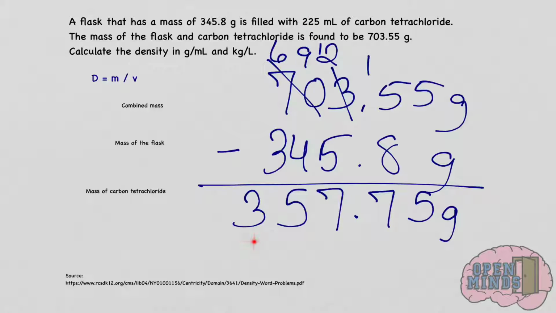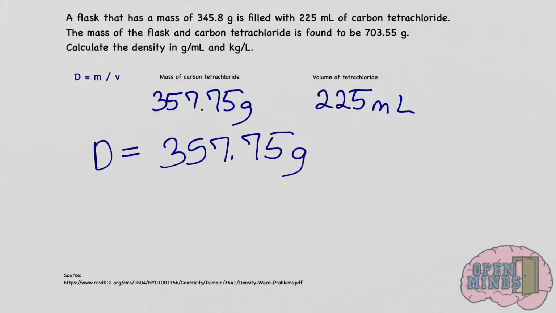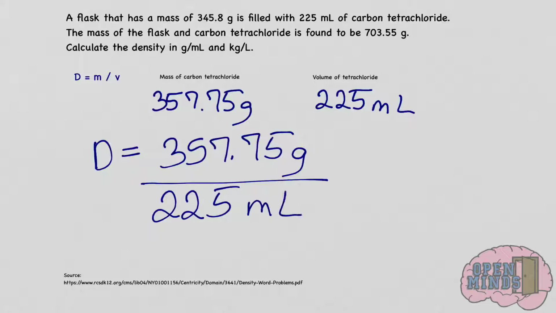Recall from the problem that we were given the volume of carbon tetrachloride. Now we have found the mass of carbon tetrachloride. We can then plug both of these numbers into the formula to determine the density of carbon tetrachloride. We will take 357.75 grams divided by 225 mL. We plug that into our calculator, and we will get 1.59 grams per mL.